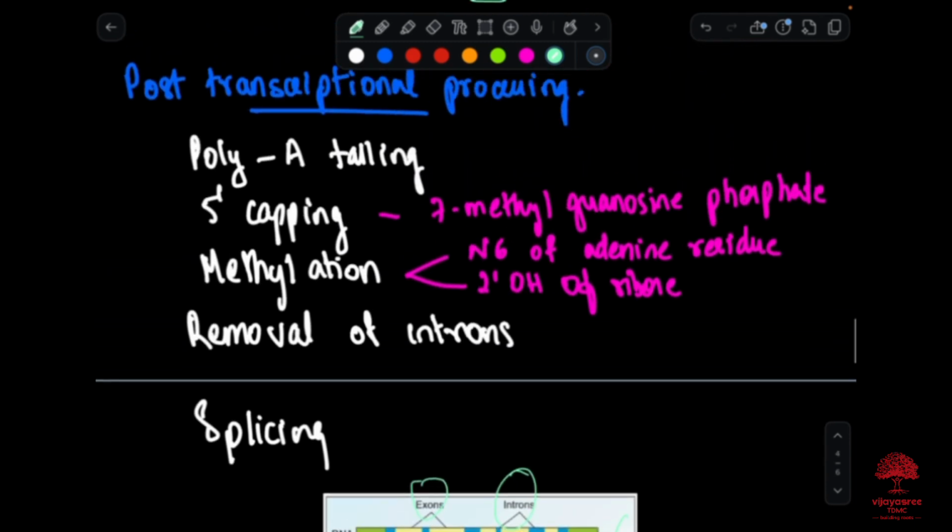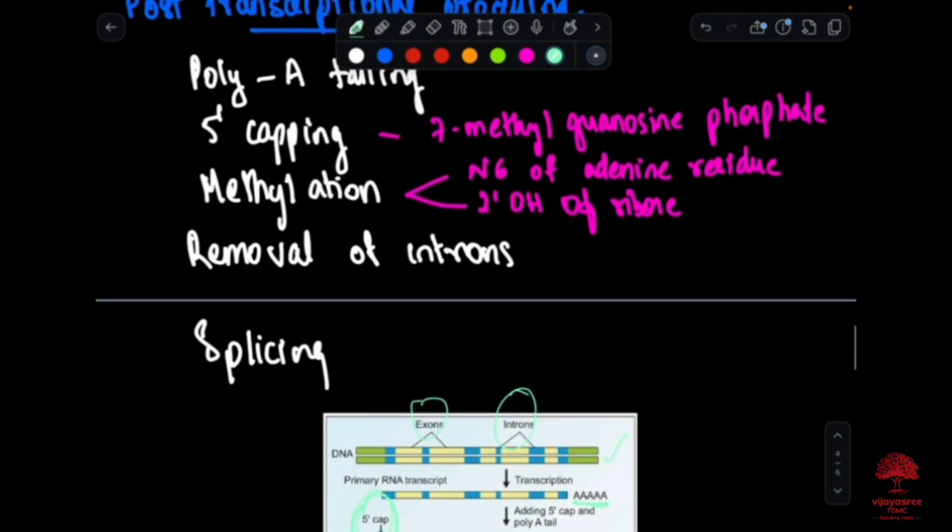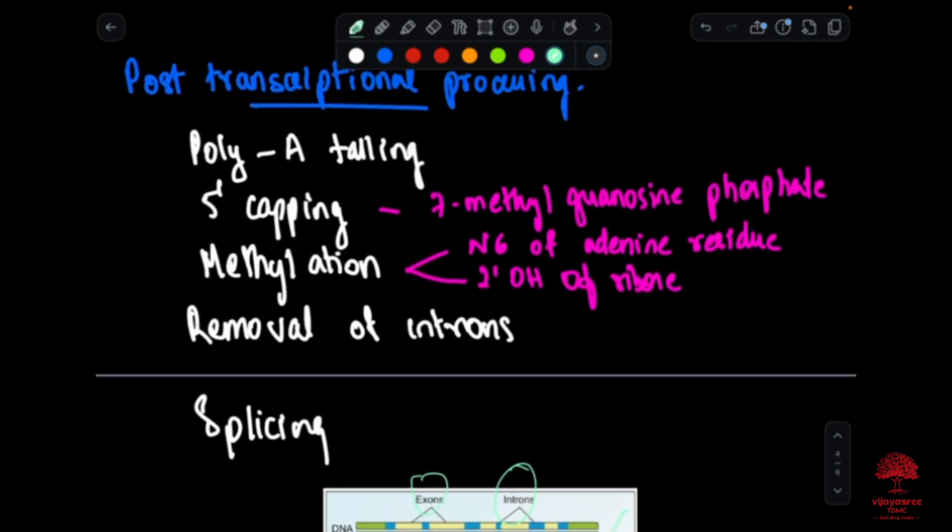The next step is 5' capping. As you can see here, a 5' cap is being formed. This 5' cap is formed by 7-methylguanosine phosphate. They are capped at the 5' terminal by 7-methylguanosine phosphate. Then another post-transcriptional step that occurs is methylation. Methylation of N6 of adenine residue and 2' OH of ribose occurs, and that's what's commonly seen.